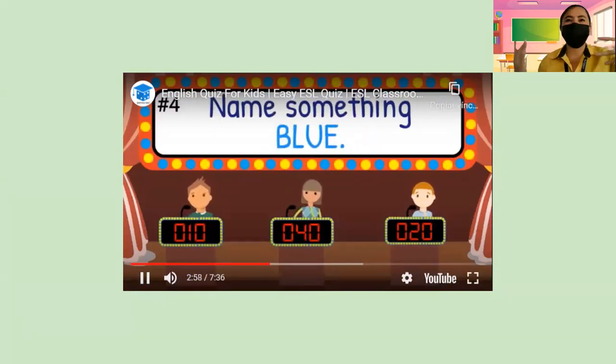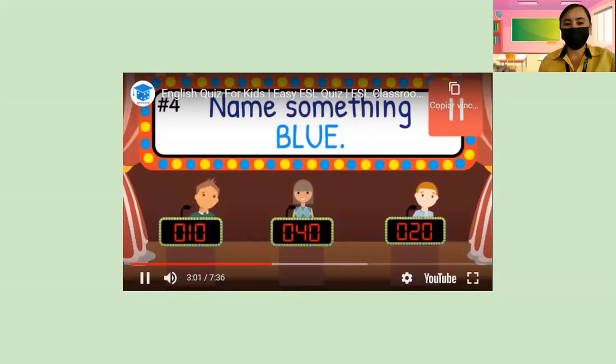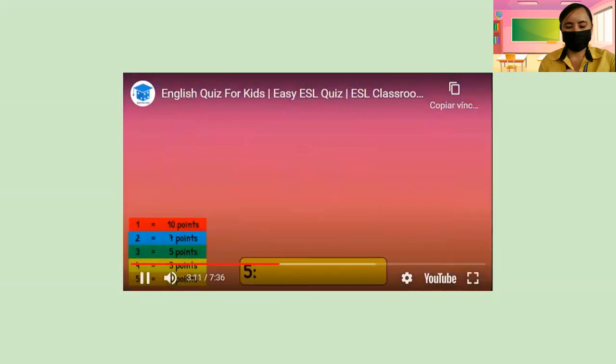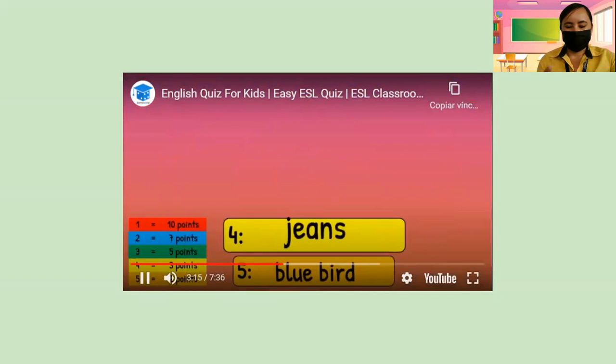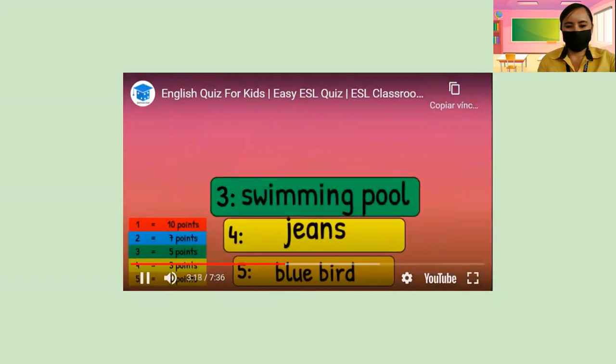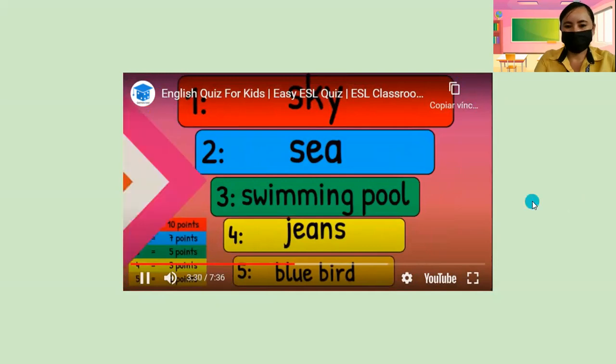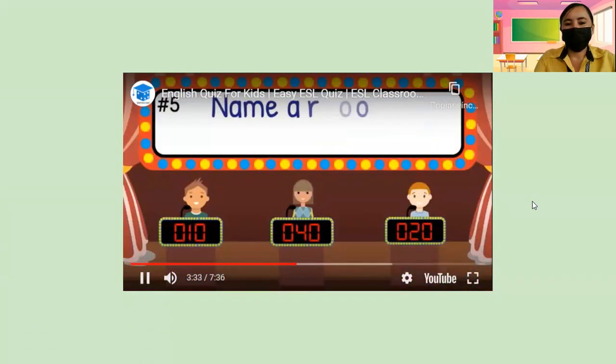Something blue. Mention something blue. The ocean. The sky. Okay. Color blue. You said ocean, and in the top one is the sky. Yeah, the sky is the 10 points. And the last one.